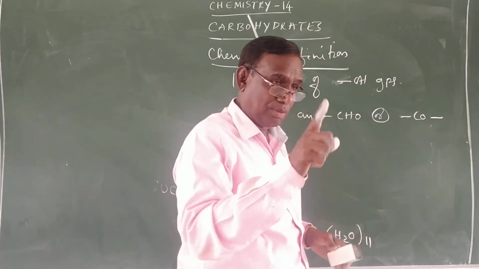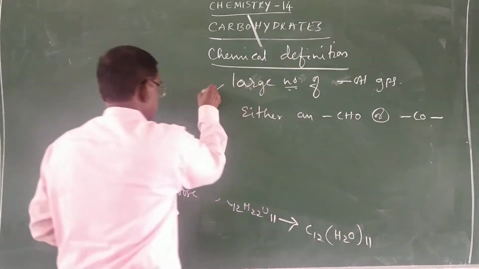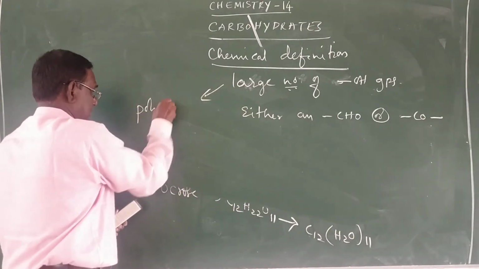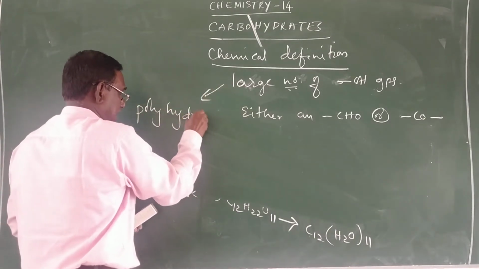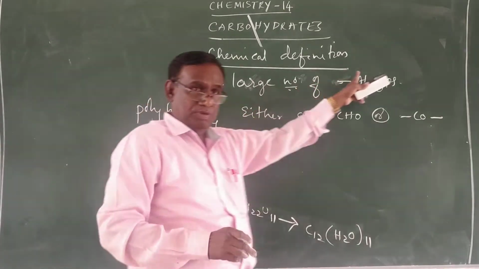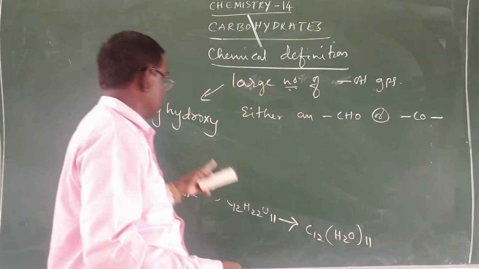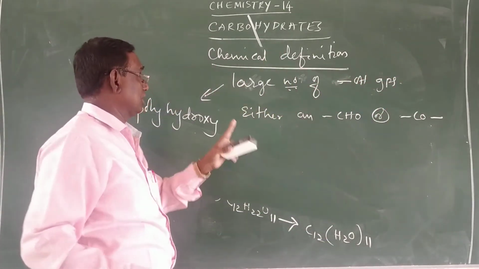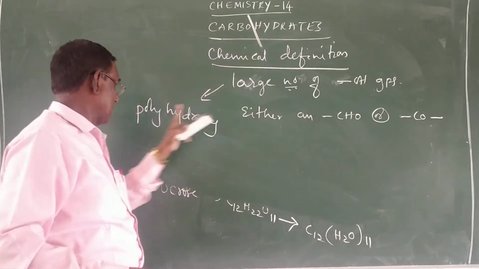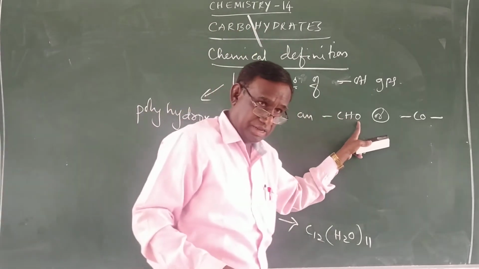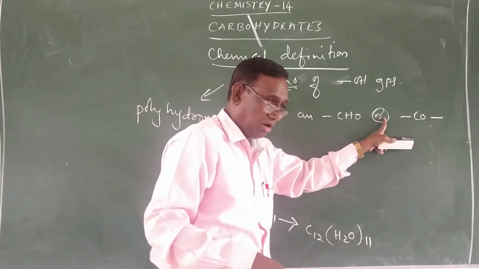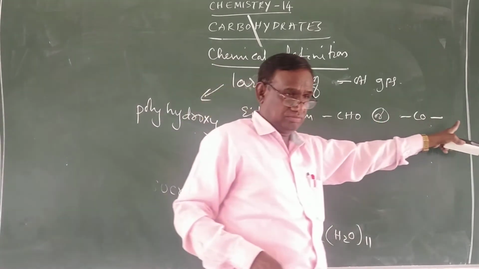So carbohydrates contain a large number of OH groups, therefore they are called polyhydroxy. Because many hydroxyl groups are there, and the OH group is called hydroxy. So according to the chemical definition, carbohydrates are called polyhydroxyaldehydes or polyhydroxyketones.